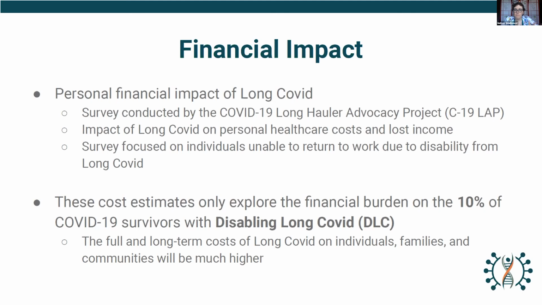And given the fact that these statistics primarily represent people who are being severely affected by long COVID, in order to calculate the financial impact, we really used the statistics about the 10% of people being severely affected by long COVID instead of the 30%. So it's important to note that these numbers are also a drastic underestimate, since the full and long-term costs of long COVID on individuals, families, and communities, including from cases that might be less severe than full-blown ME/CFS but still have downstream effects, all of that collectively is going to be much, much higher. Next slide.